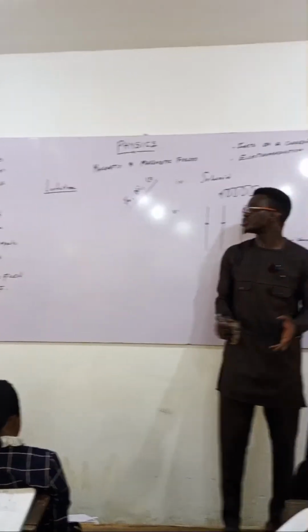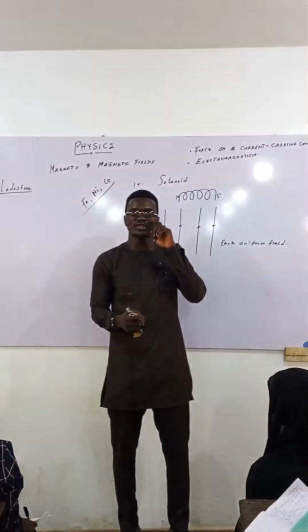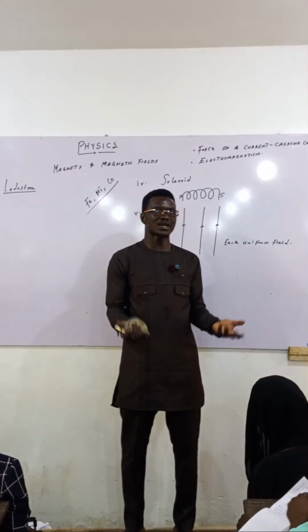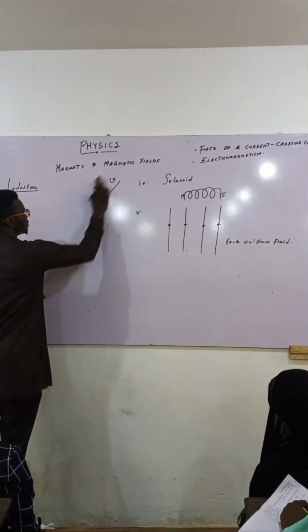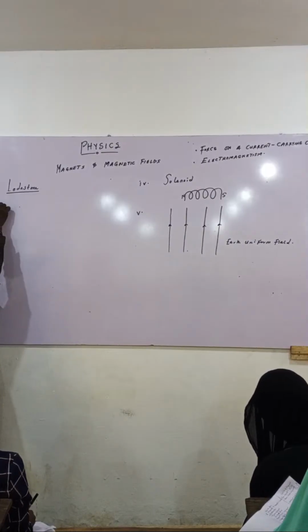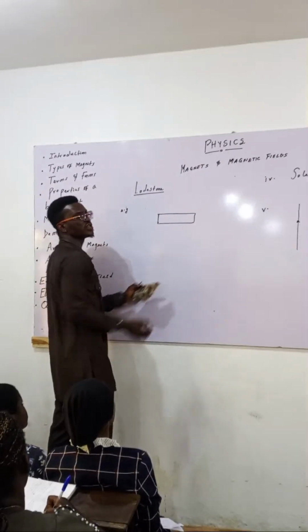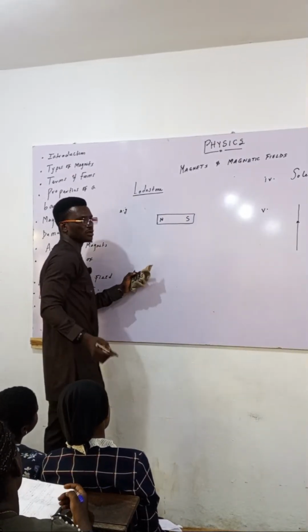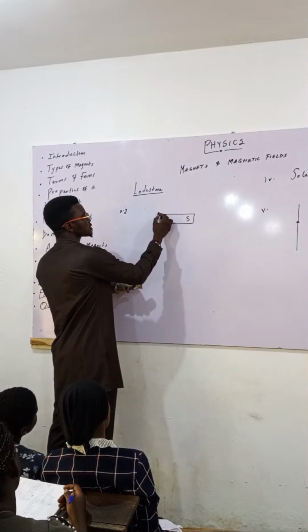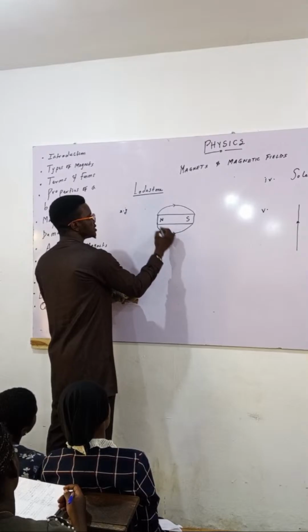Okay, I said the region around what? A magnet where magnetic force is felt. That is called magnetic field. So, for example, something like this. If this is a bar magnet and it is north and south, the field runs from north to south. We are going to talk about it soon.